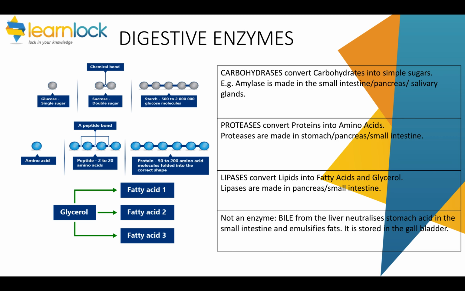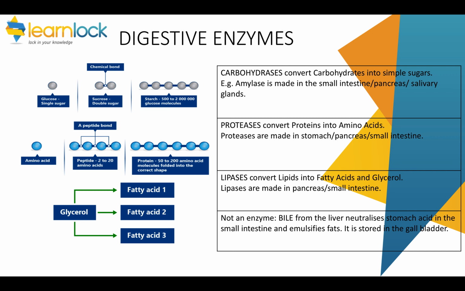Carbohydrases. These change carbohydrates into simple sugars. An example of a carbohydrase enzyme is amylase. Proteases. These change protein into amino acids. Lipases. They change lipids and break them down into fatty acids and glycerol.